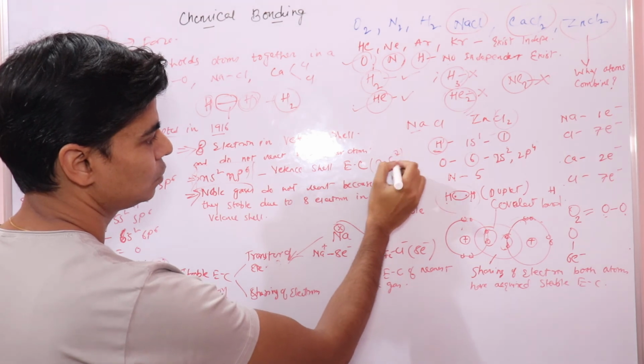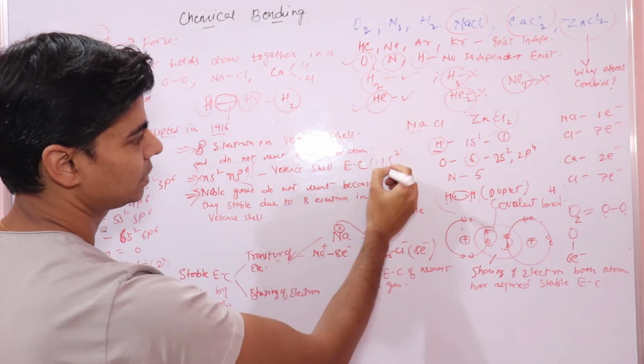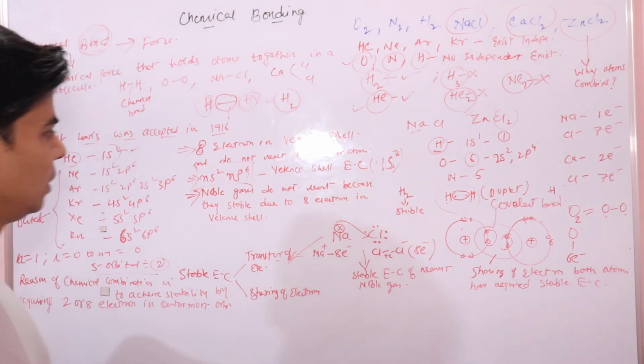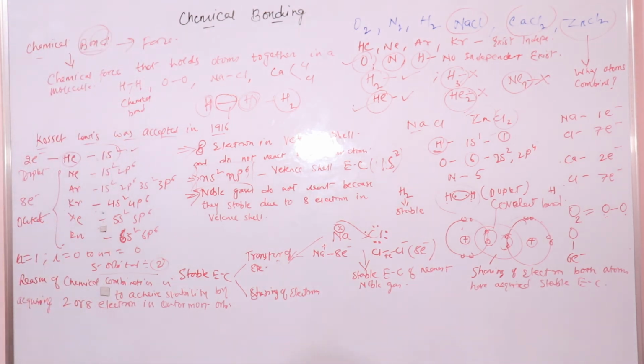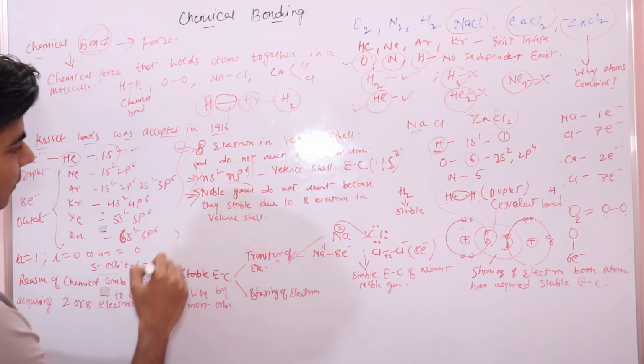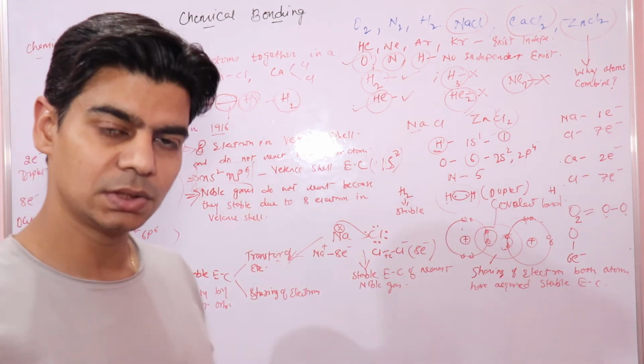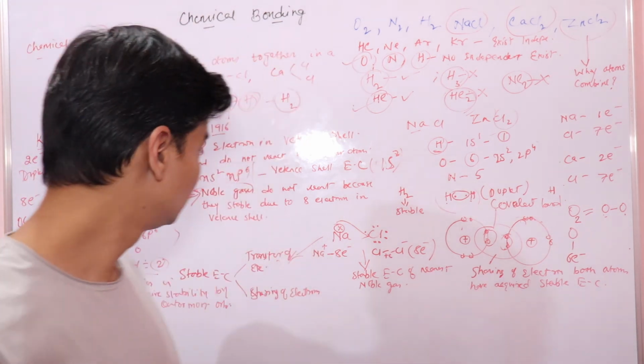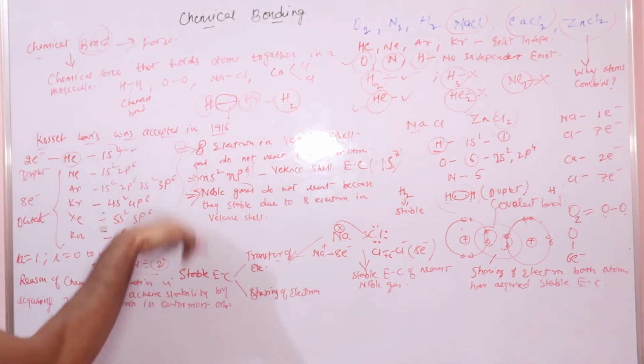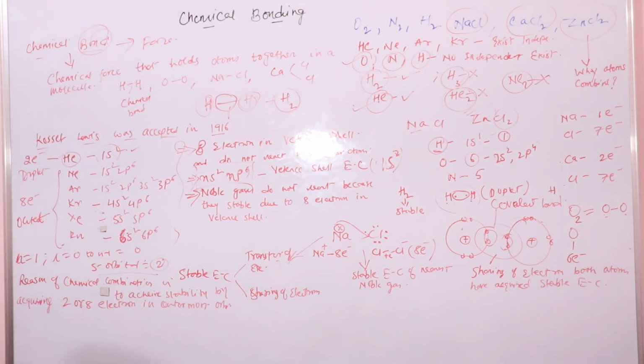Or like in the case of the hydrogen atom, 1s2 configuration, right? So this was the Kossel-Lewis theory of stability of atom. They explained the stability of atom using this theory, right? So this is it. Now after this, in this lecture we are clear why chemical combination takes place, right?